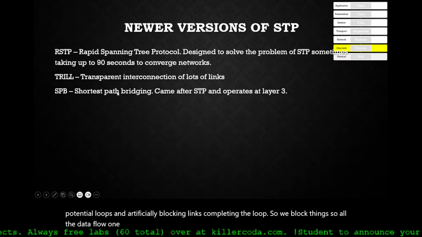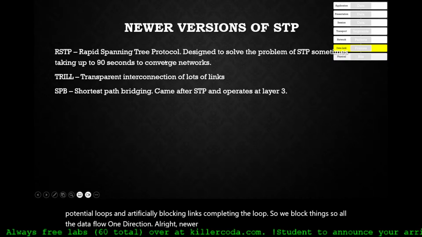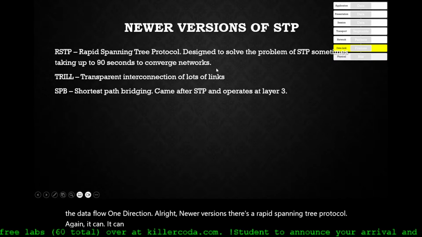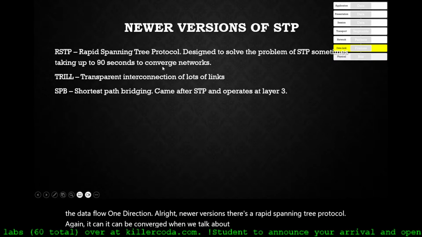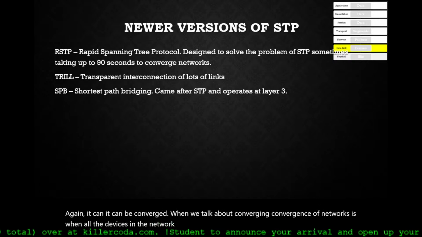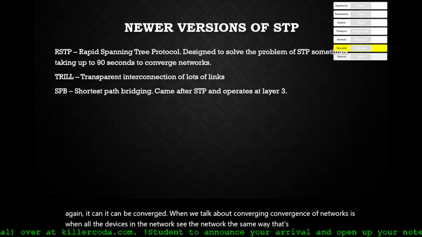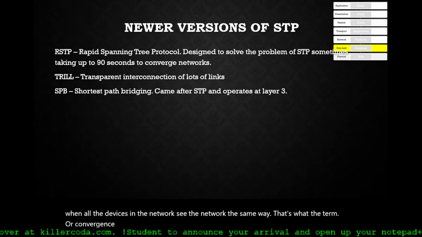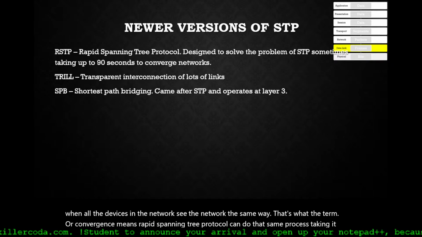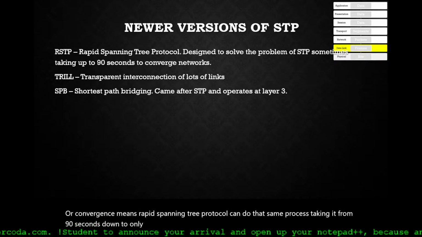All right. Newer versions, there's Rapid Spanning Tree Protocol. Again, it can be converged. When we talk about converging, convergence of networks is when all the devices in the network see the network the same way. That's what the term network convergence means. Rapid Spanning Tree Protocol can do that same process, taking it from 90 seconds down to only about 6 seconds.